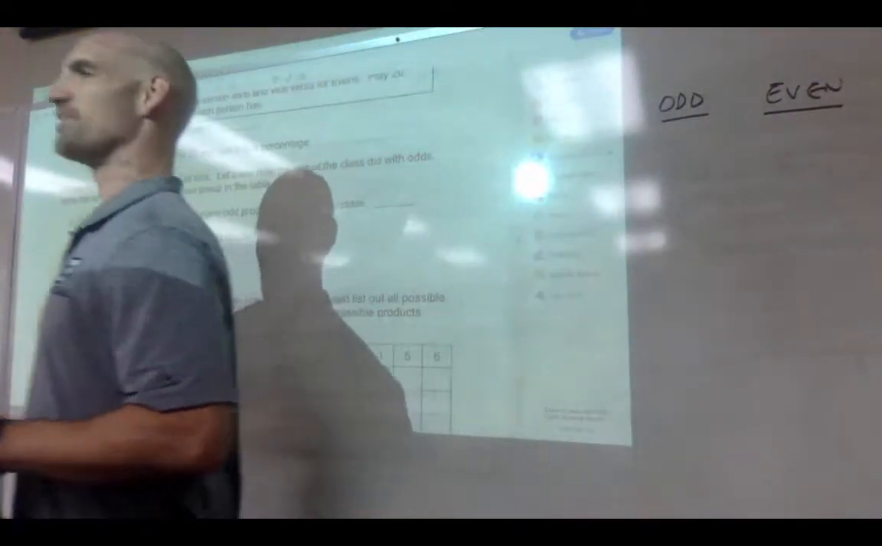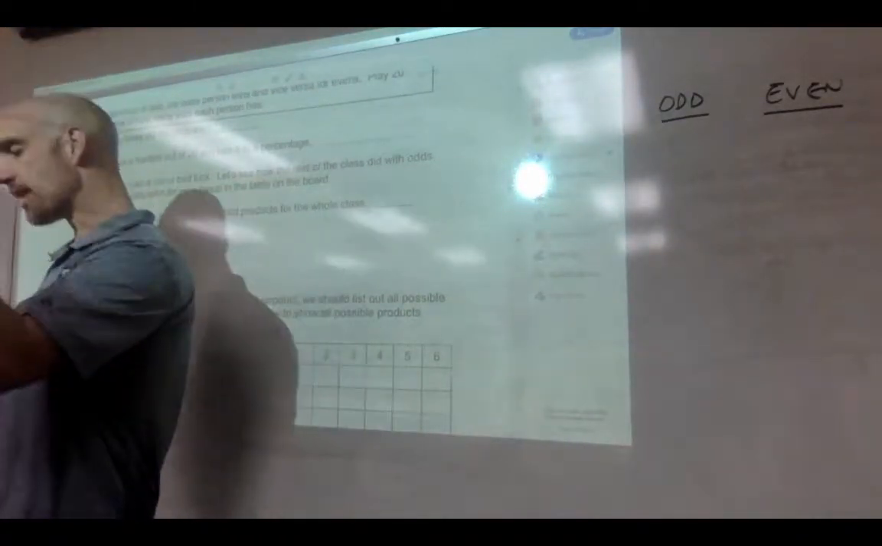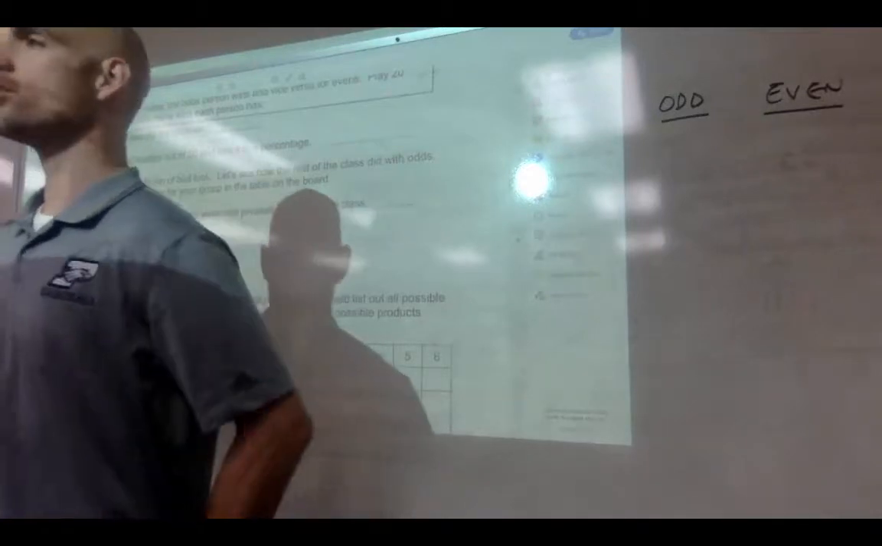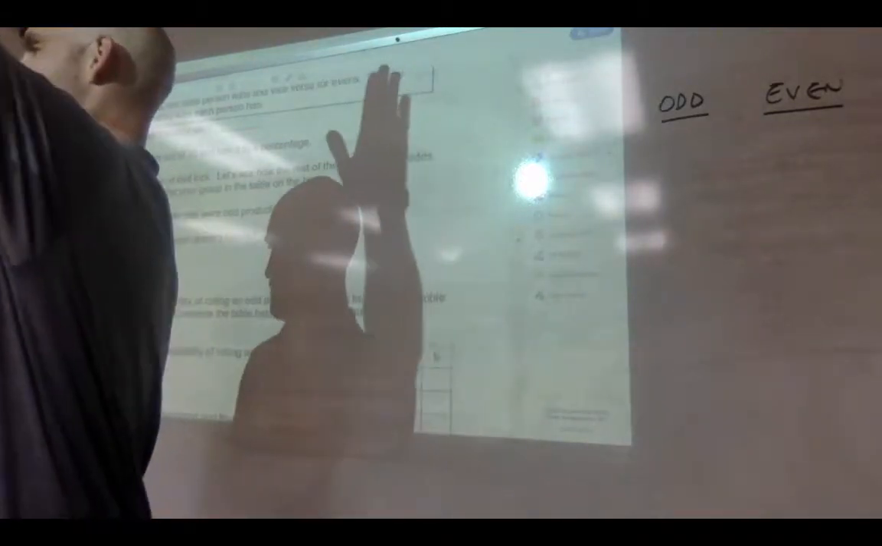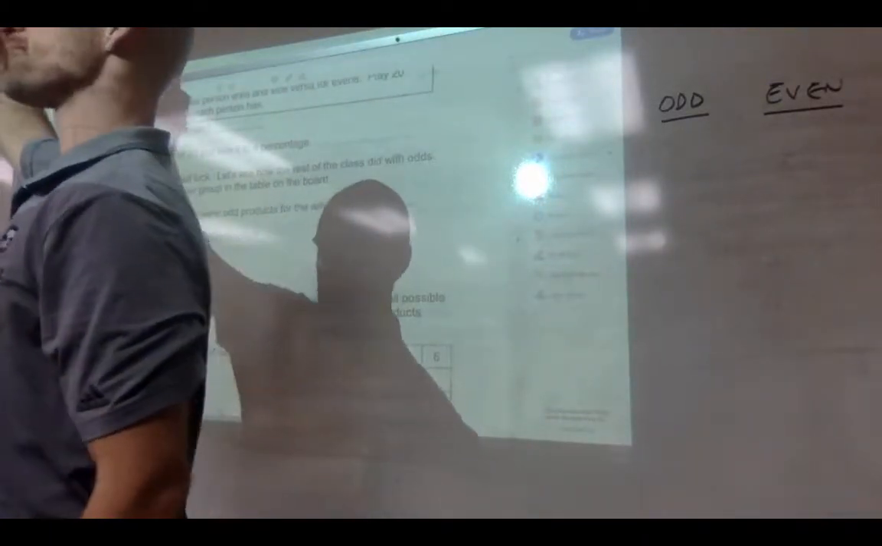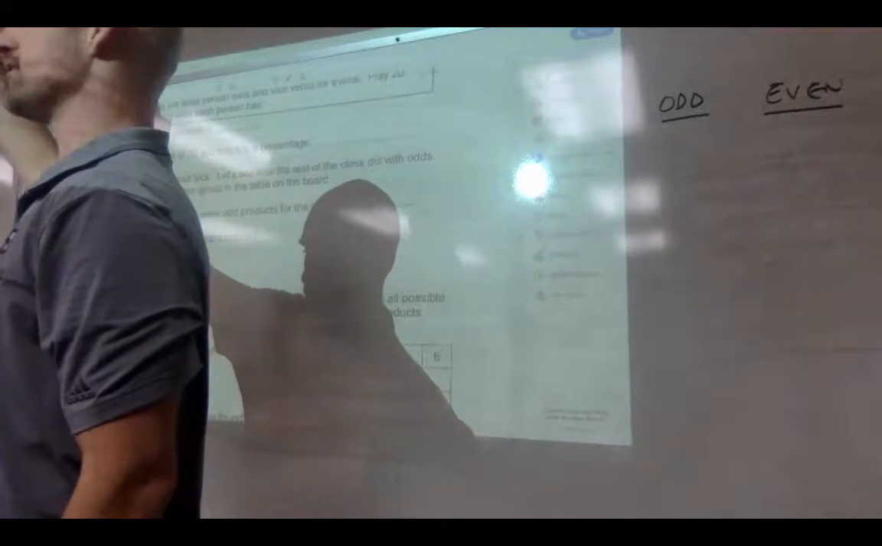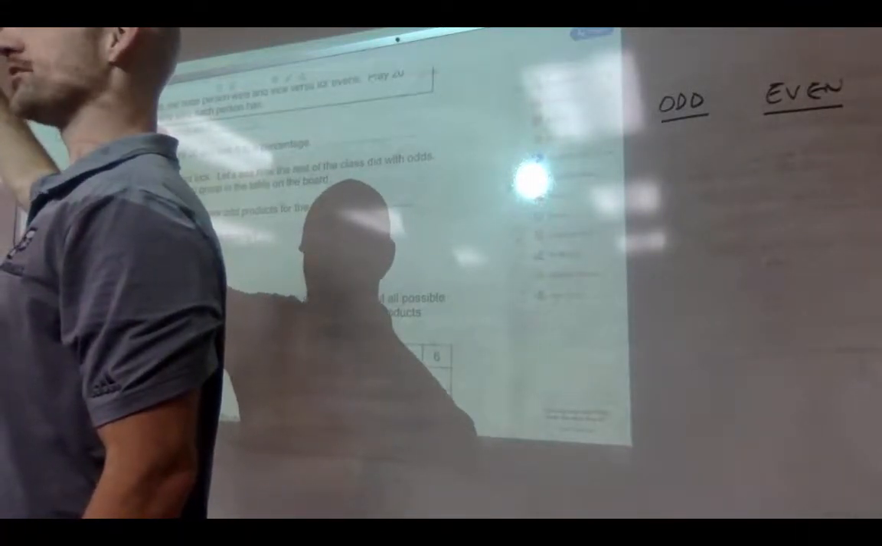Okay, so how many times did the odds win? What's the fraction out of 20 turned into a percent? Raise your hand if the odds won. Raise your hand if the evens won. Raise your hand if it was super lopsided, like a lot to a little.